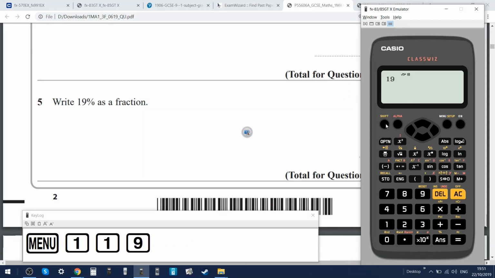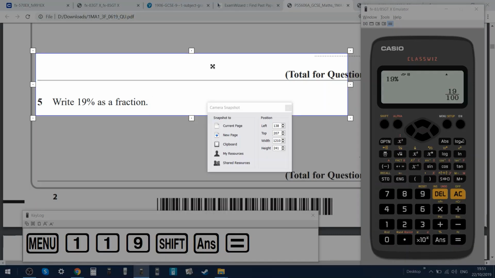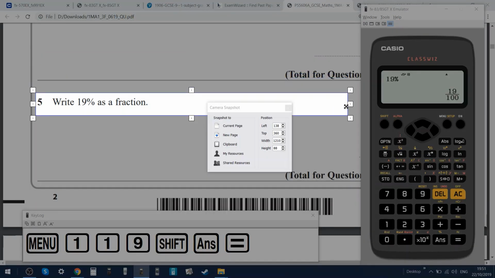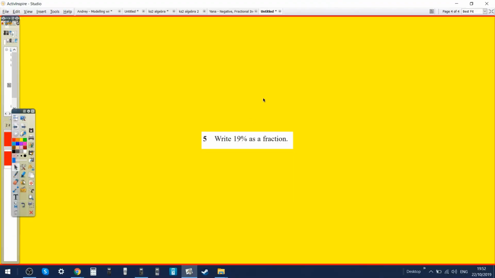19%. Shift answer. See the yellow percent sign over answer? 19%. Press equals. And what you get? 19 over 100. And that is the answer. You don't even have to know anything. I know nothing, and I get every single question right. That is the question. That is the answer.